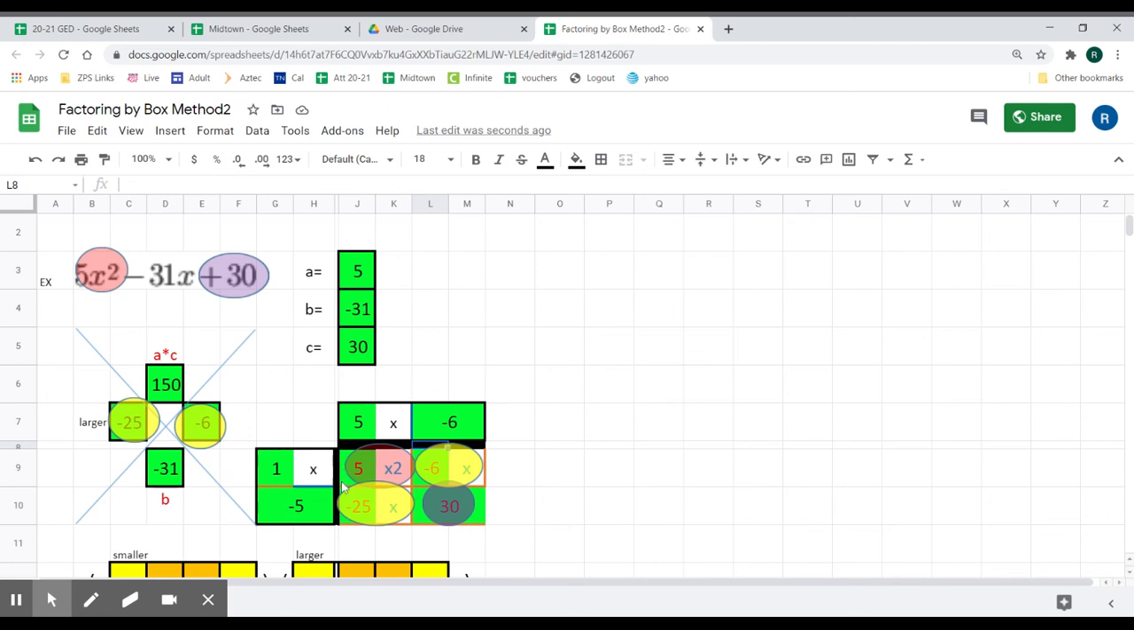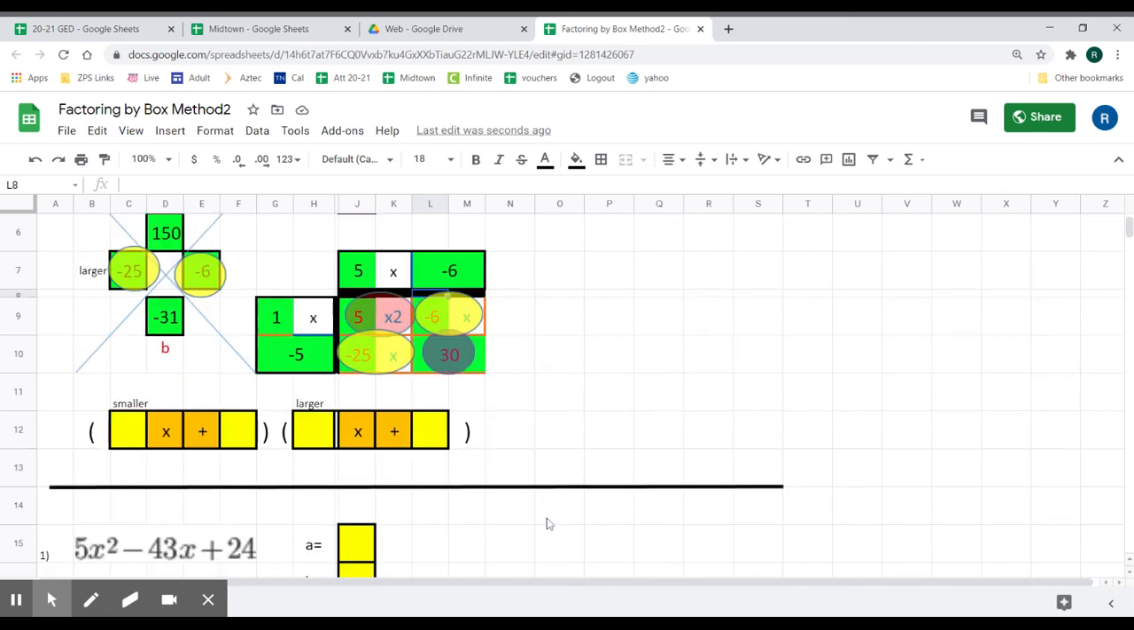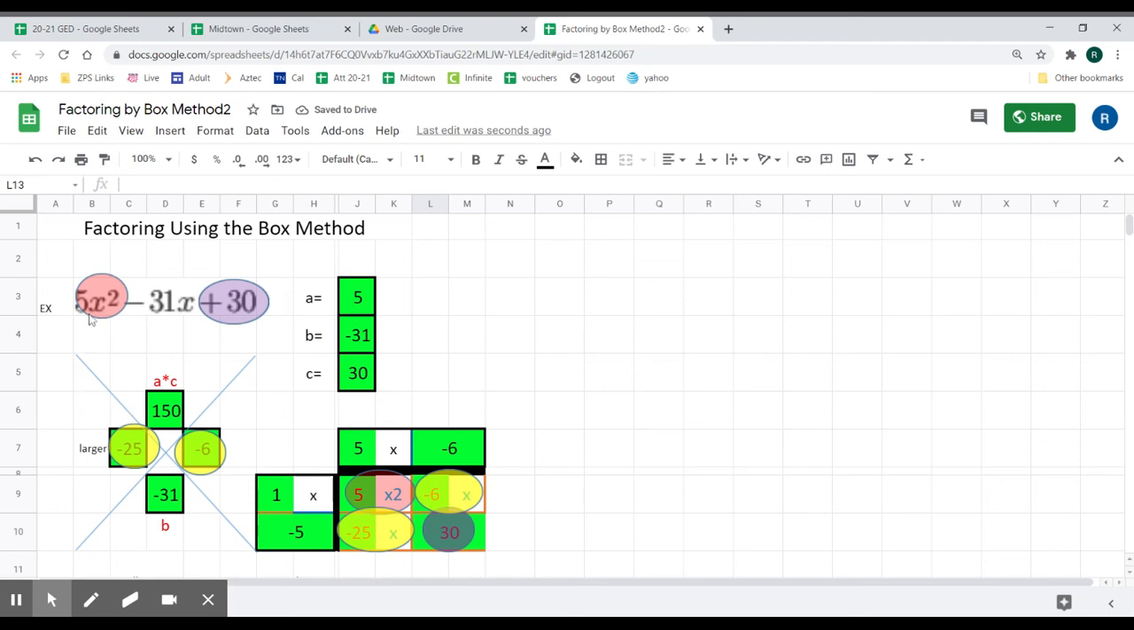So here's my answers. And right here, it said put the smaller x here. So this is going to be 1, and this is going to be a negative 5. And the larger one is going to be 5 here, and this is going to be a negative 6. So this is using the box method. Once again, first number times the last number to get this 150 here, and what two numbers added together, because this is positive on the end, give you a negative 31.